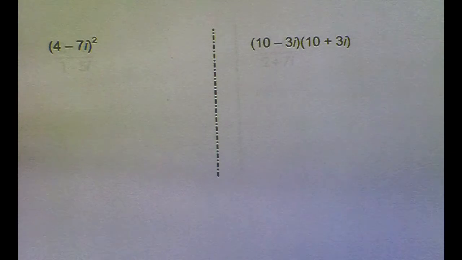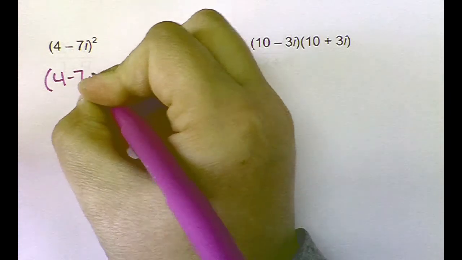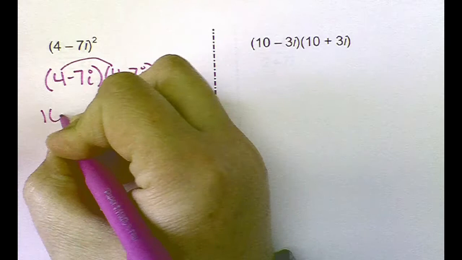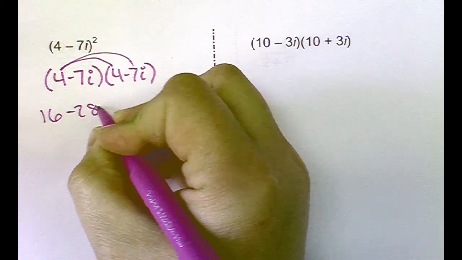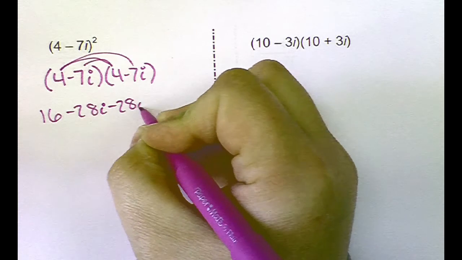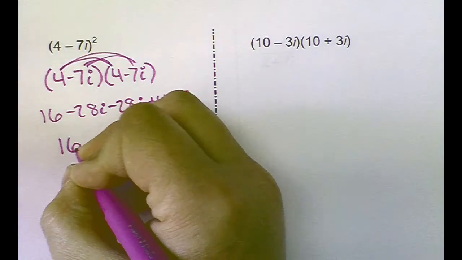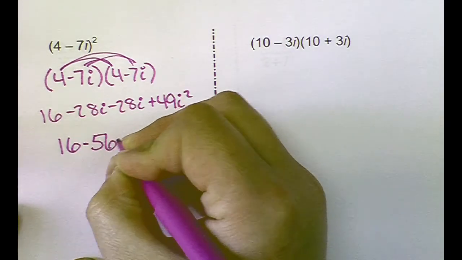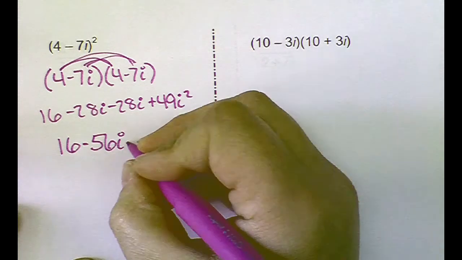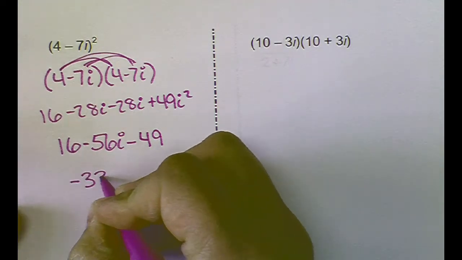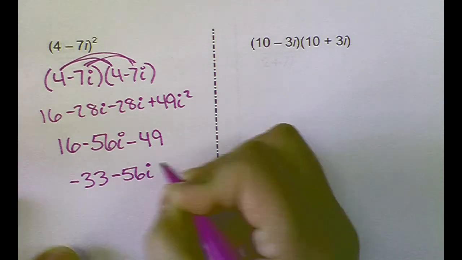If I need to square, remember, you never, ever distribute a square into adding and subtracting. We need to write the problem twice and FOIL. 4 times 4 is 16, minus 28i, minus 28i, plus 49i squared. Well, combine my negative 28i's, I get negative 56i. Remember that i squared is negative 1, so that becomes minus 49. Now combine my new like terms: negative 33 minus 56i is the final answer.